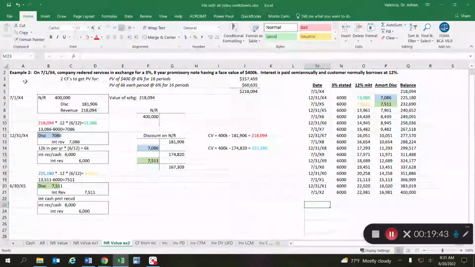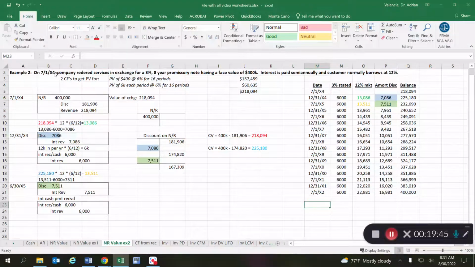So assume that on July 1st, X4, a company rendered services in exchange for a 3%, 8-year promissory note having a face value of $400,000. And then on top of that, there's interest to be paid semi-annually, and then we're told that the customer normally borrows at 12%. So a lot of things to consider here.